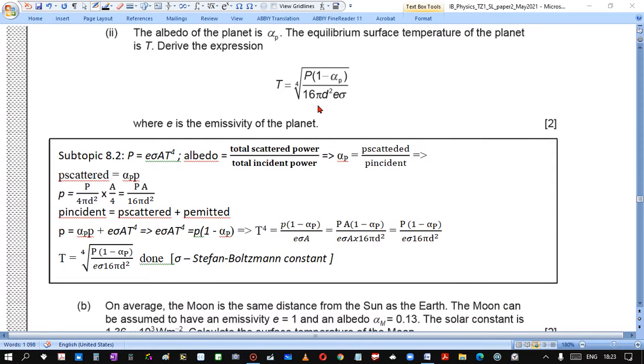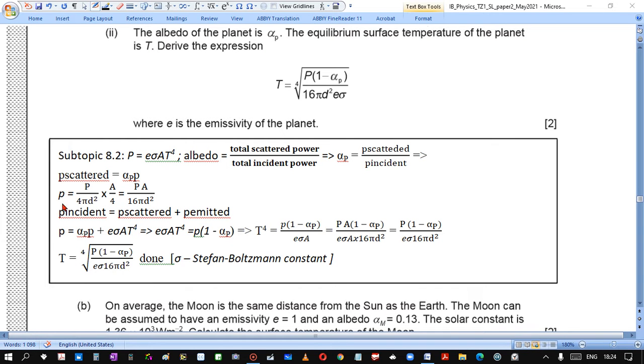The albedo of the planet is alpha P. The equilibrium surface temperature of the planet is T. Derive the expression like this, where e is the emissivity of the planet. Subtopic 8.2 gives us power emitted by an object at temperature T. Albedo is total scattered over total incident. From albedo we get power scattered equals alpha times P.